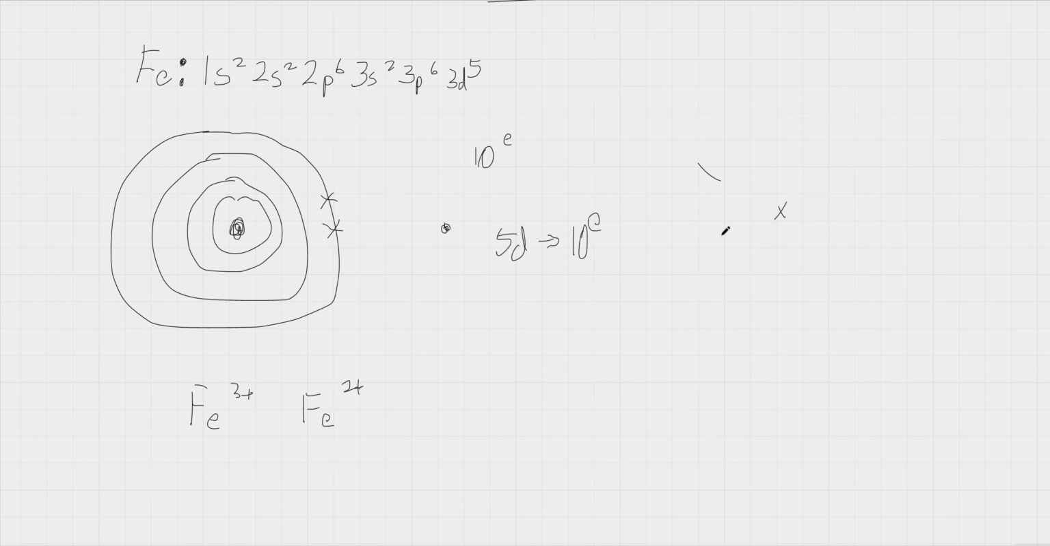So basically, a half-filled D shell is extremely stable, and it explains why iron 3 plus exists, but iron 4 plus and iron 5 plus don't exist. Well, not that they don't exist, it's just they're increasingly rare. So that's about it. That's everything I wanted to cover, and now you know advanced atomic structure.